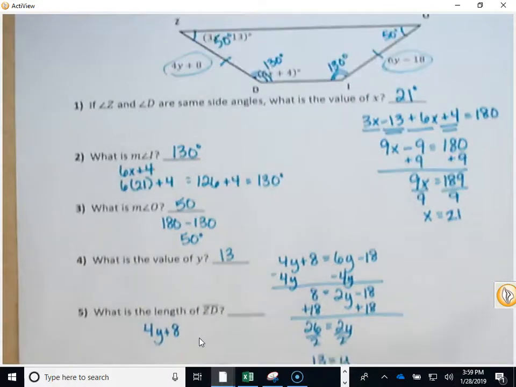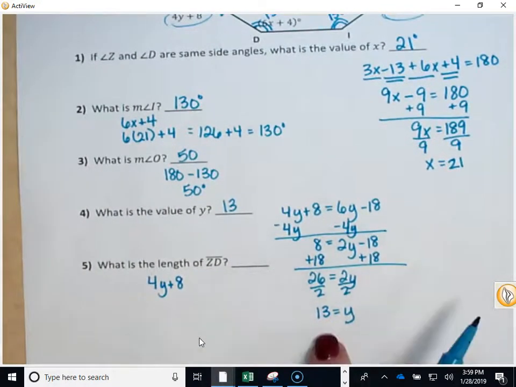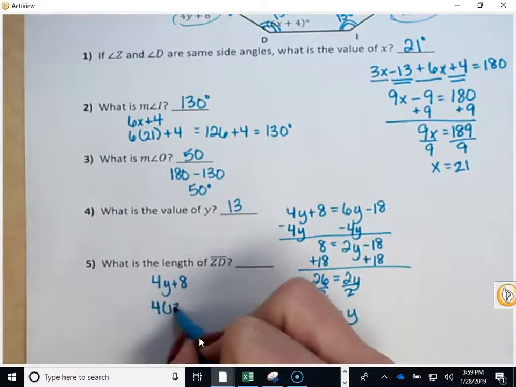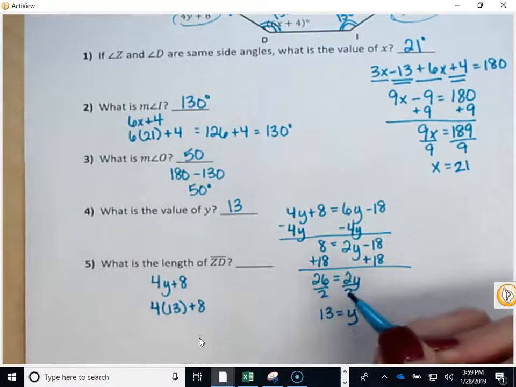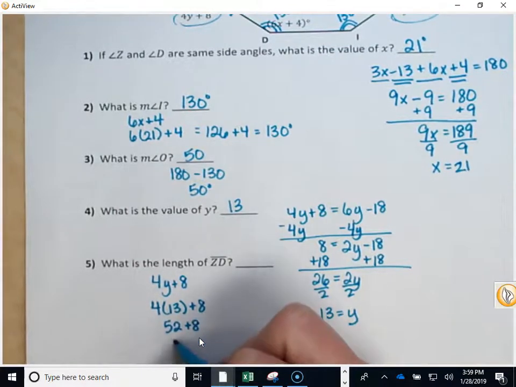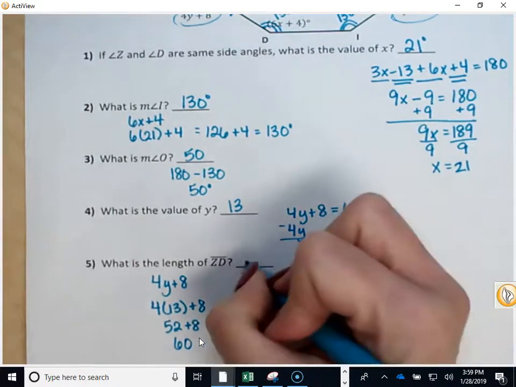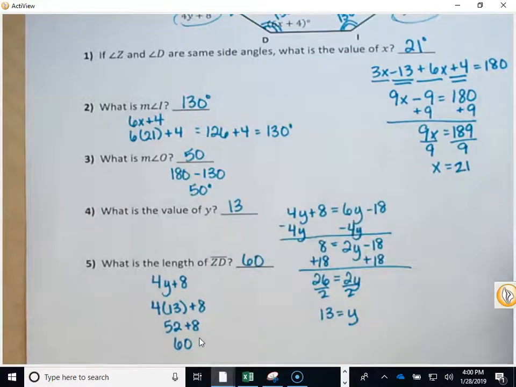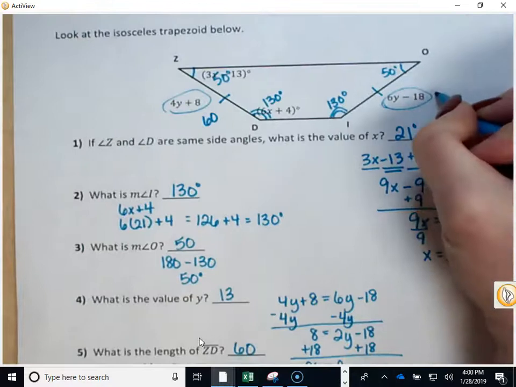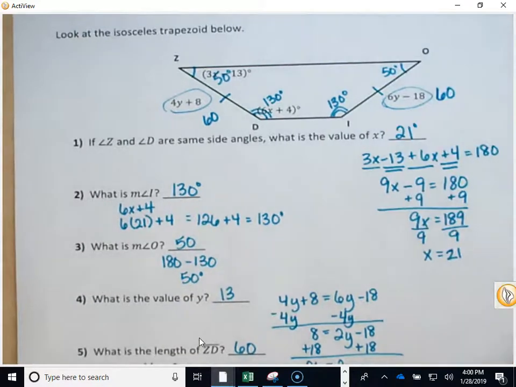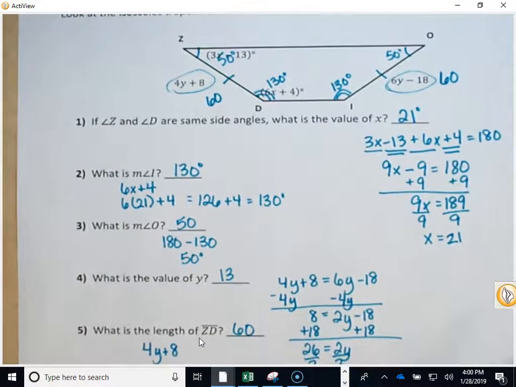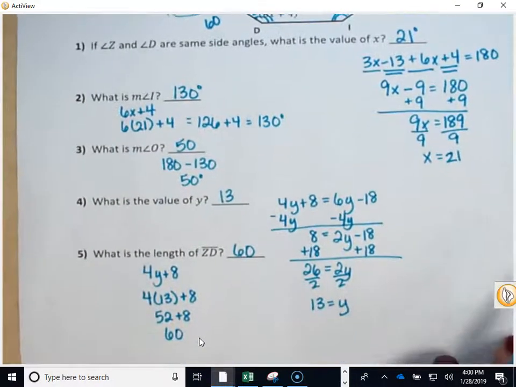So I'm going to write that on my paper, and now that we know what y is, that it's 13, I can replace that y with 13. 4 times 13 gives me 52. 52 plus 8 gives me 60. So the distance from Z to D is 60. So if that's 60, technically we know then this side is 60 as well. They didn't ask for it, but we know it. All right, I'm going to put that up there.